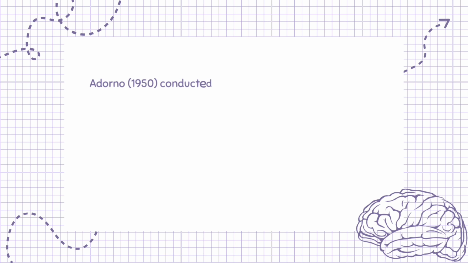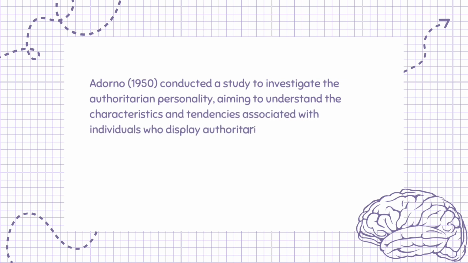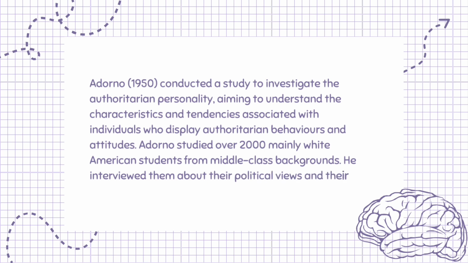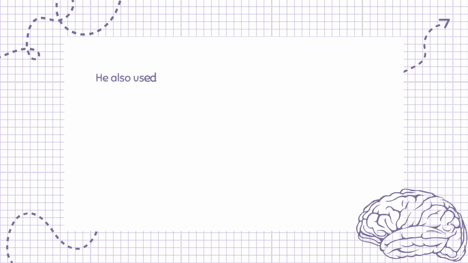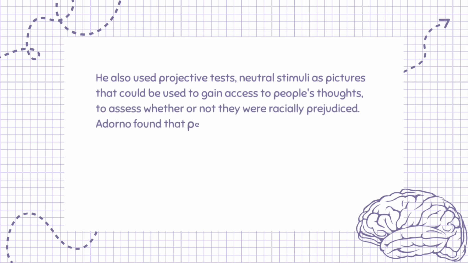Adorno, 1950, conducted a study to investigate the authoritarian personality, aiming to understand the characteristics and tendencies associated with individuals who display authoritarian behaviors and attitudes. Adorno studied over 2,000 mainly white American students from middle-class backgrounds. He interviewed them about their political views and their early childhood experiences. He also used projective tests, neutral stimuli as pictures that could be used to gain access to people's thoughts, to assess whether or not they were racially prejudiced.